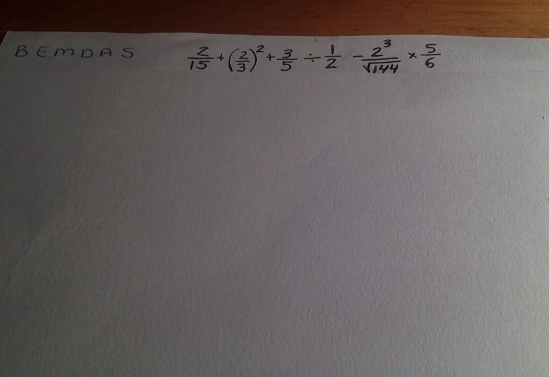So we know that BEMDAS is brackets, exponents, multiplication and division, which can go either way, and addition and subtraction. So this is the order that we want to move along to solve this equation, even if everything in the equation is not written in this order. So we see brackets first. So let's look as to where we have our brackets.